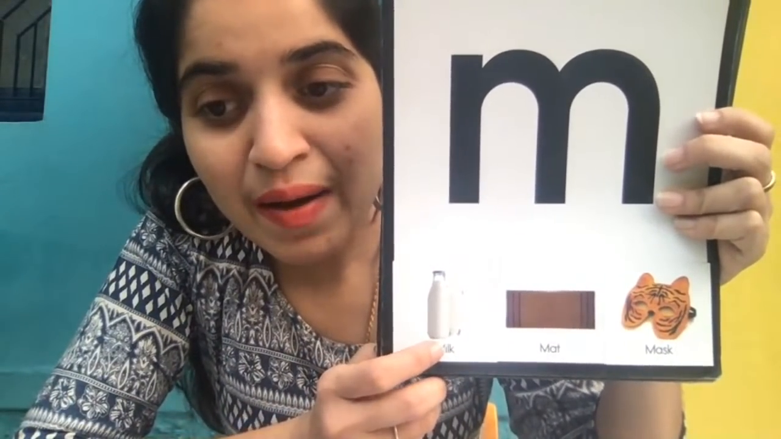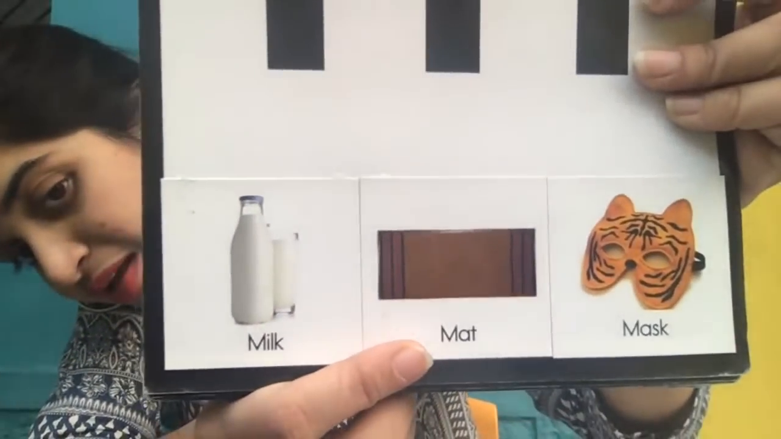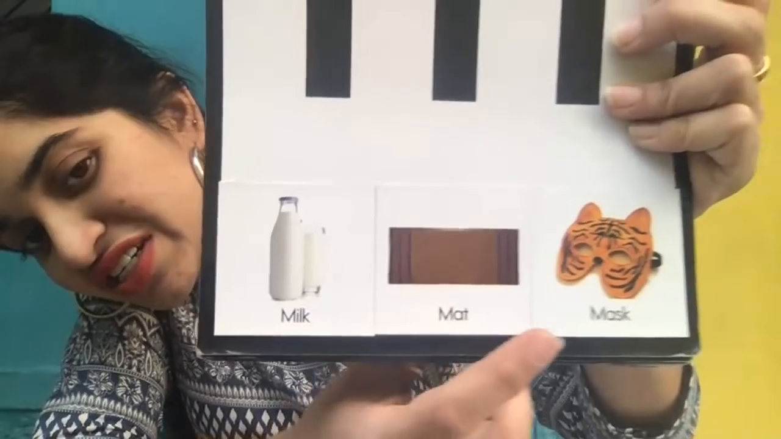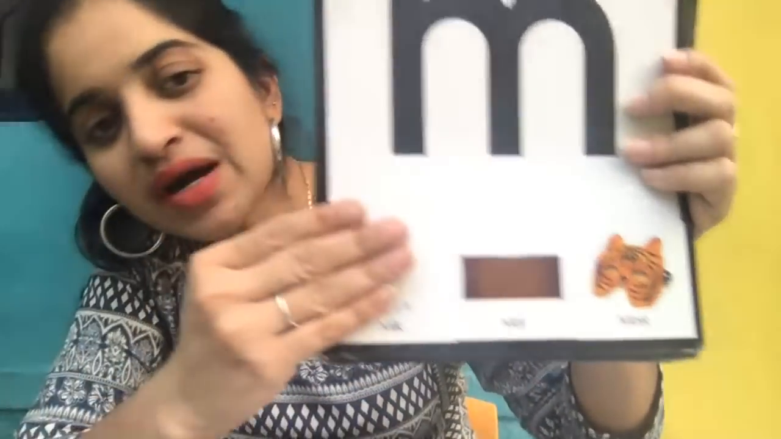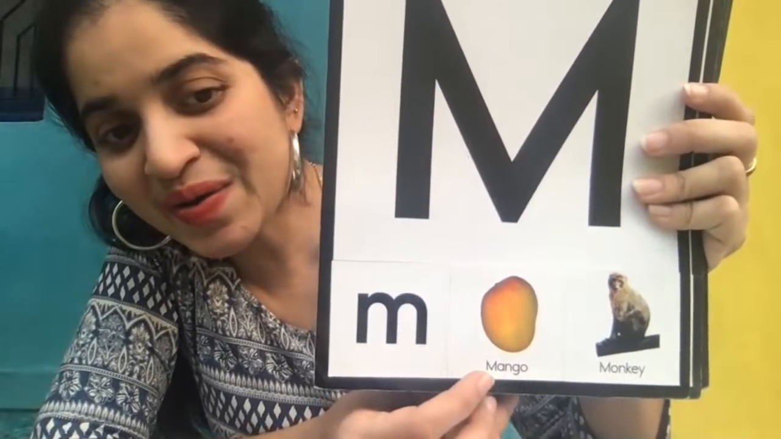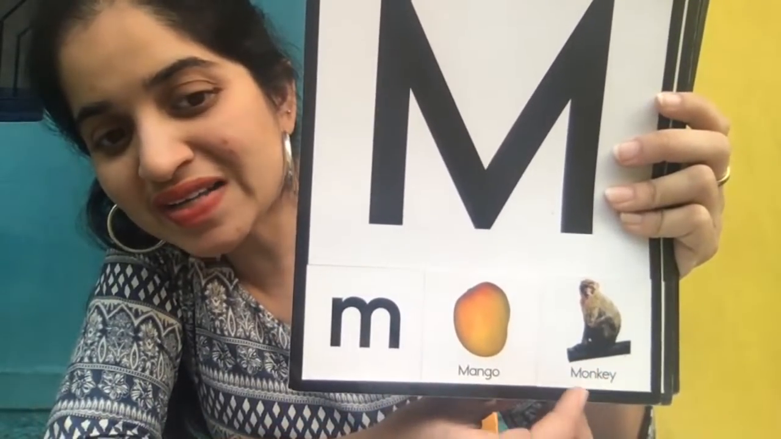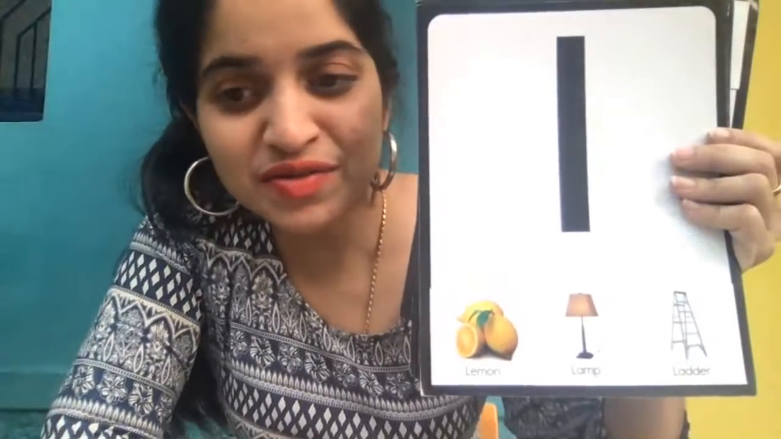Milk. Milk. What is this? Mat. And this is? Mask. Mask. As in mango. As in monkey. Maria, you don't like milk.